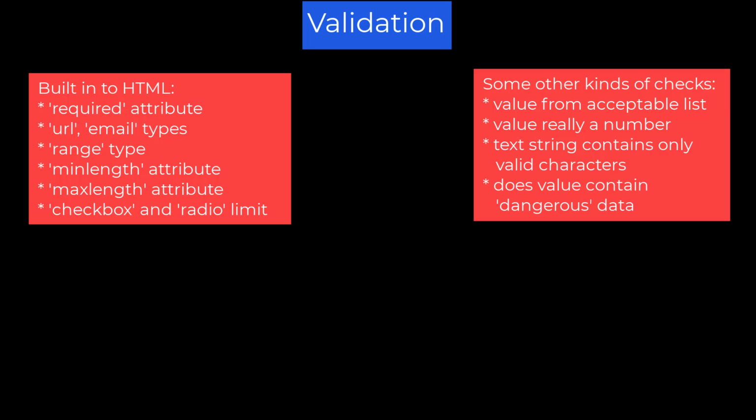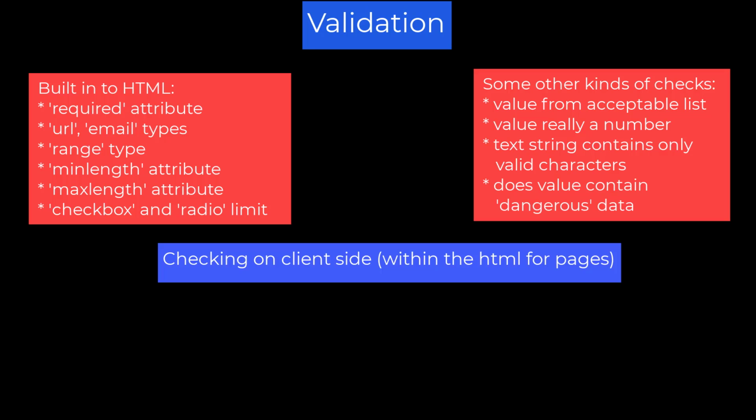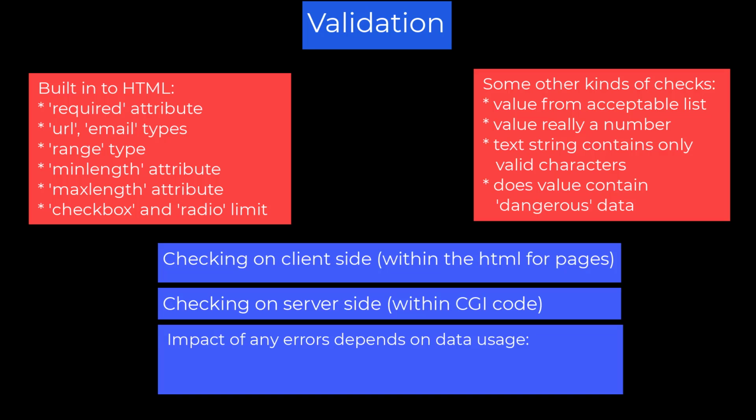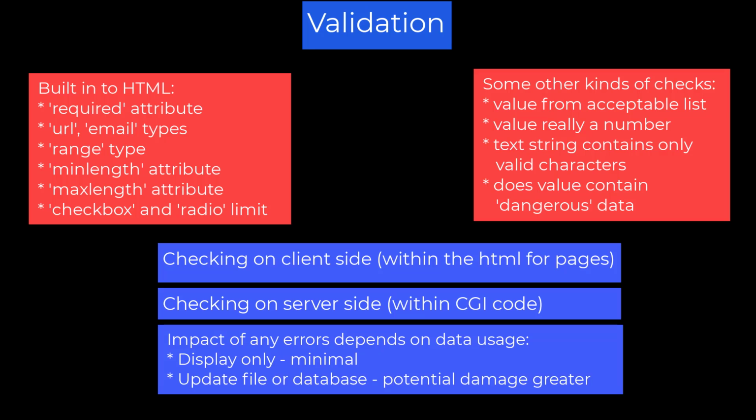Not all possible errors can be detected, and checking on the client browser is just the first line of defense. There's expected to be some checking on the server side also. Also, note that the impact of any errors depends on how the data is to be used. If it will just be displayed and not kept, danger is pretty low. But if it will go into a file or a database, the potential damage is greater. And at this point in the learning process, we don't even know what all can go wrong.